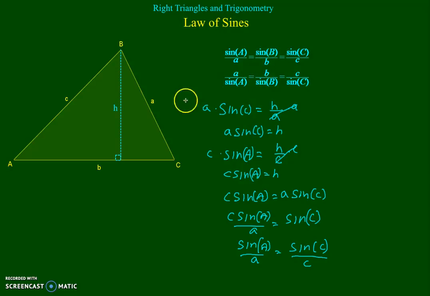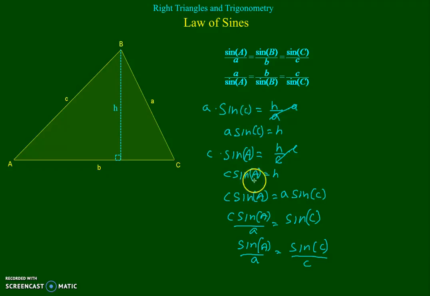We'd be able to do the exact same thing if we drew an altitude this way, and we could establish a relationship between angle C and angle B, and this H value if we established it here. So that's a very rough, quick proof of the law of sines theorem. And we're going to use this extensively as we move forward.